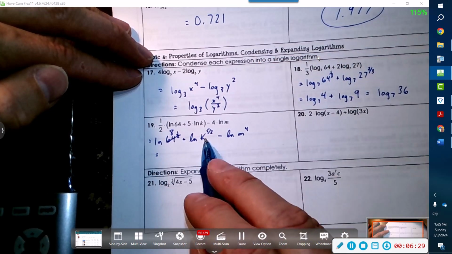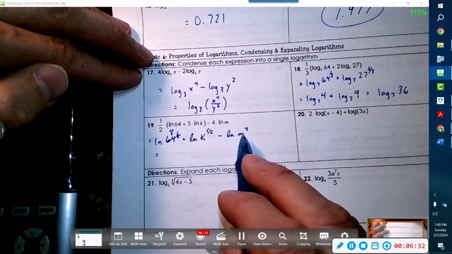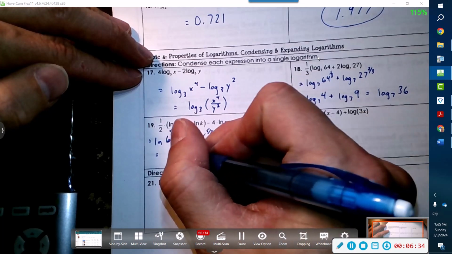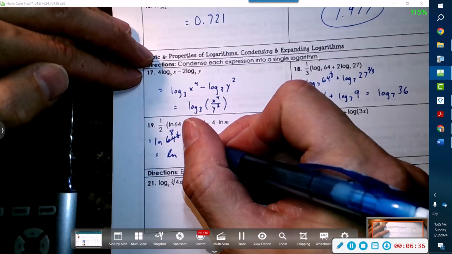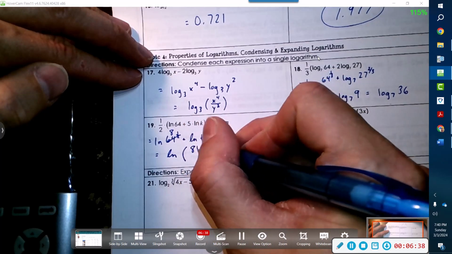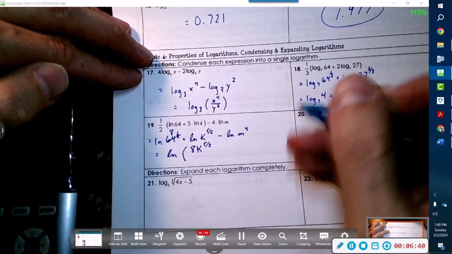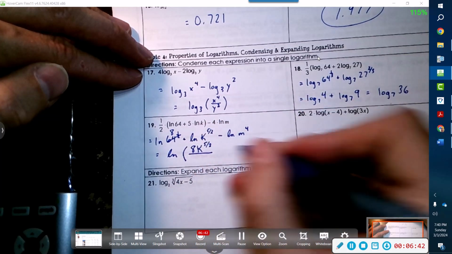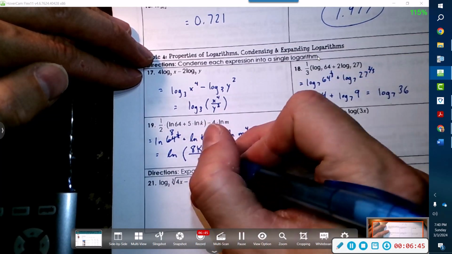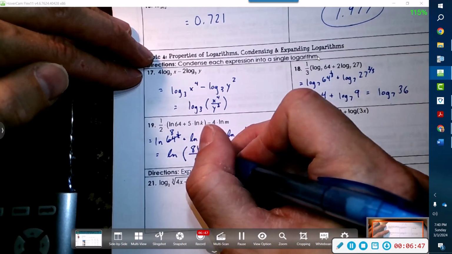This guy's going to be multiplied, but then we're going to be dividing here. So the way this guy's going to look a little weird, but it's the ln of 8k to the 5/2, and you can leave it like that, over m to the 4th.